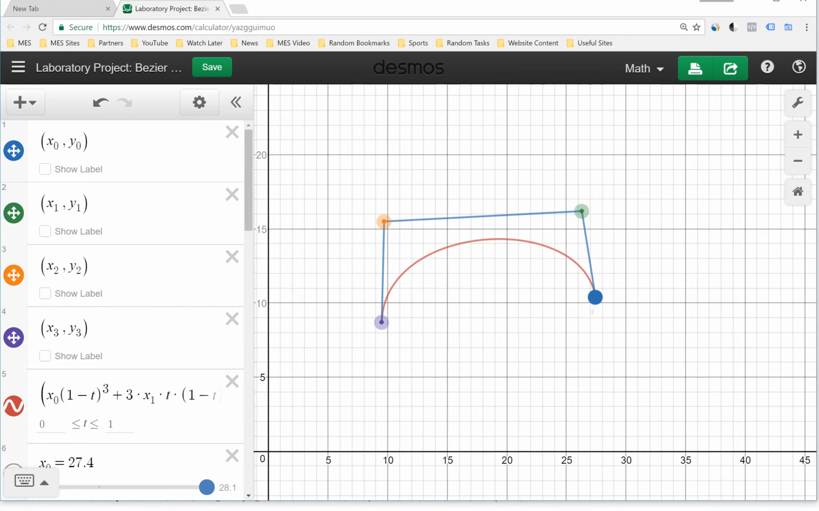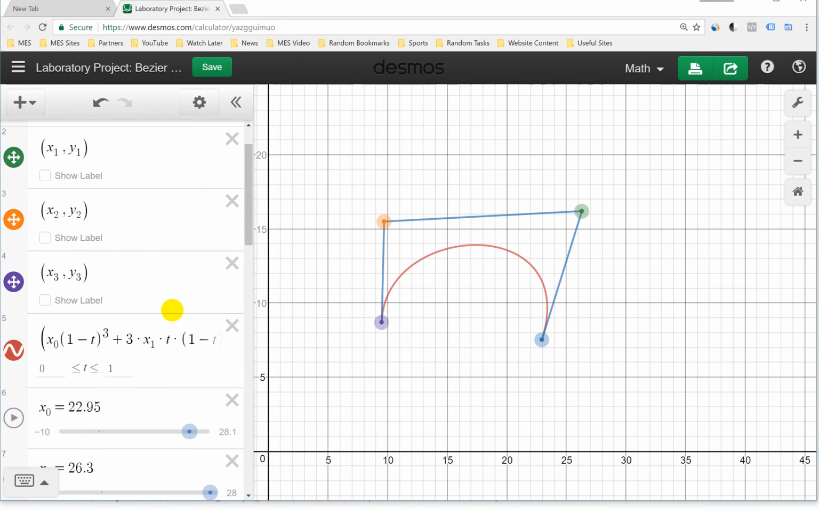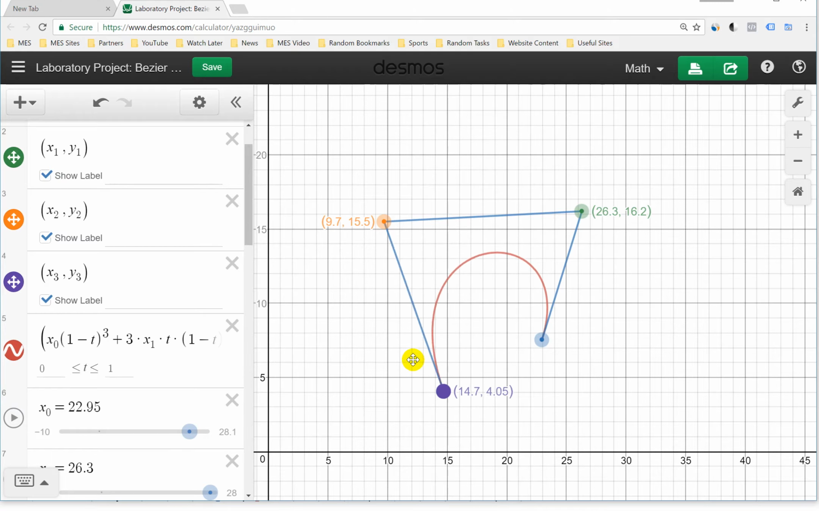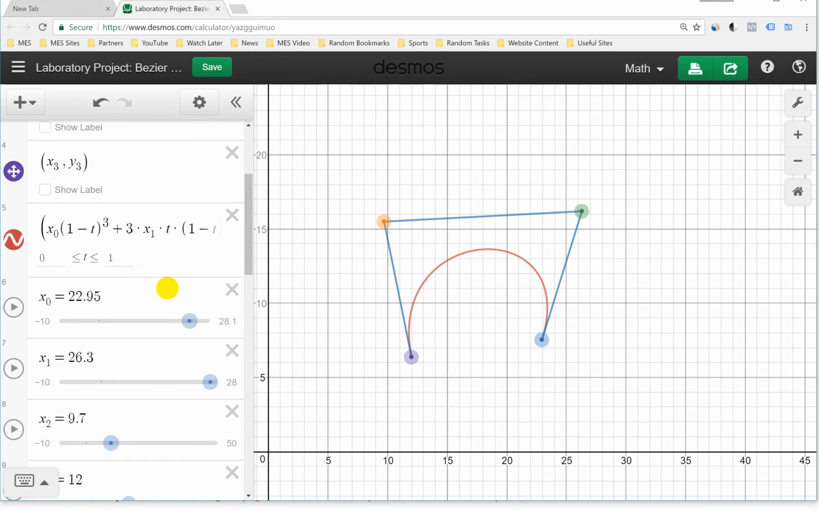This is quite amazing. So I put these x0, y0 all the way to the 4th control point, x3, y3, and you could also show labels, etc., and move it around, which is quite amazing. This is by far the best calculator I've ever seen. So there's our equation right here in red. You could hide them. You can hide this point as well.